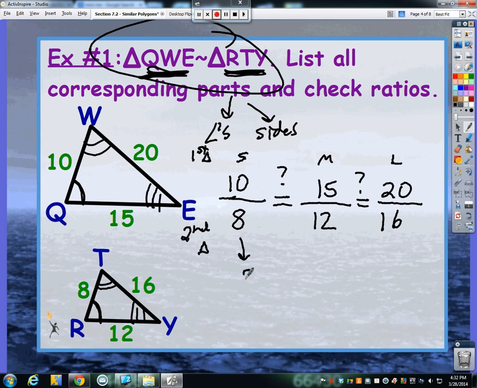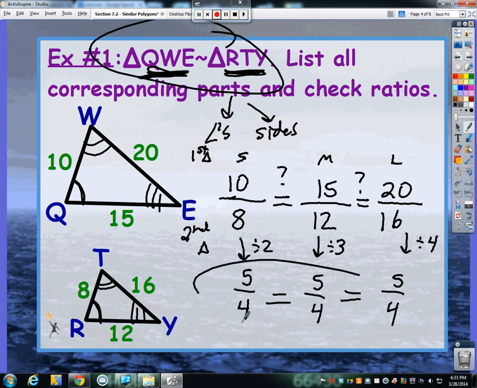So 10/8 I could simplify. I could divide each of those by 2 and get 5/4. And 15 and 12 has a common factor of 3. And if I did that, I'd get 5/4. And 20 and 16 have a common factor of 4. And I also get 5/4. This is what we want to see happen, is that all 3 of these ratios of sides end up being the same ratio. So since all this is true, this verifies that these 2 triangles are in fact similar.